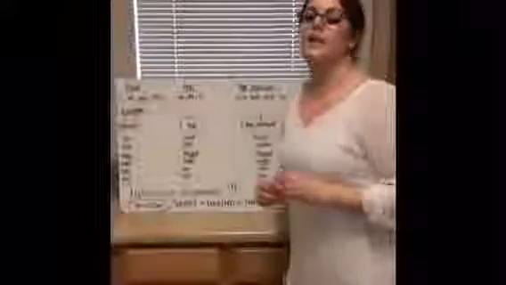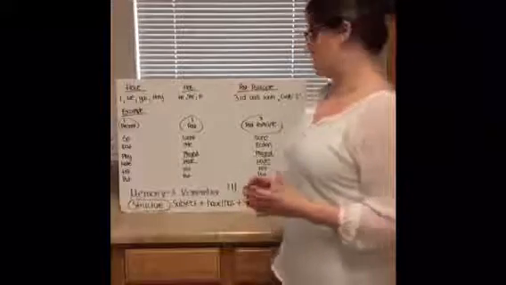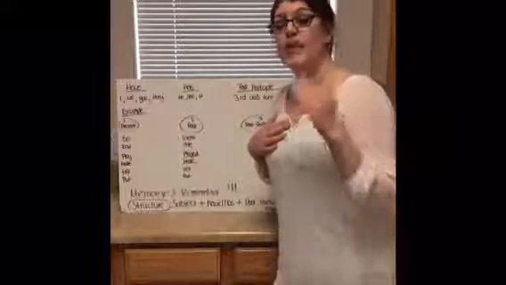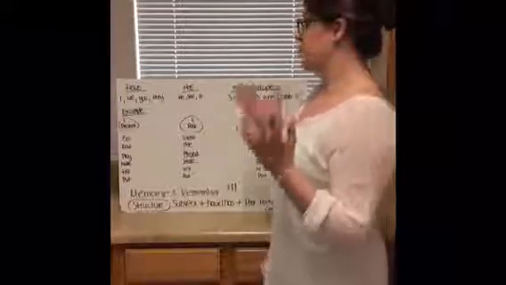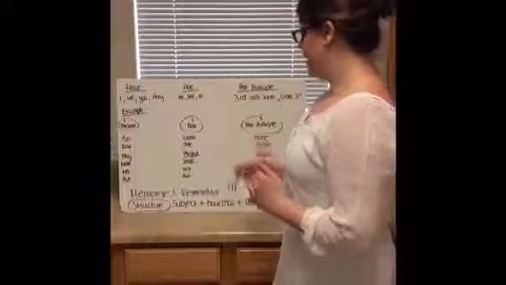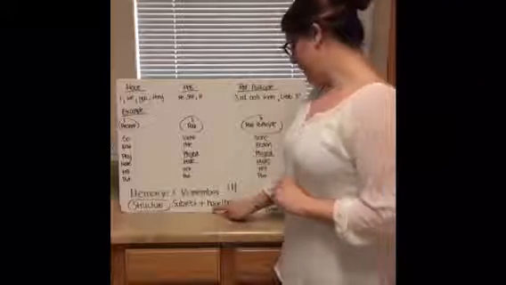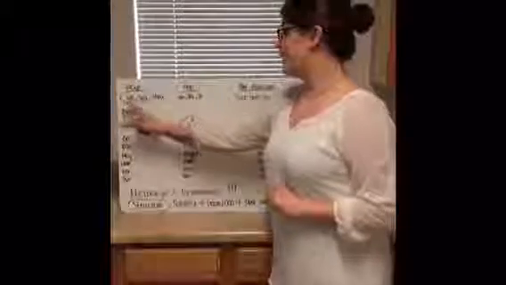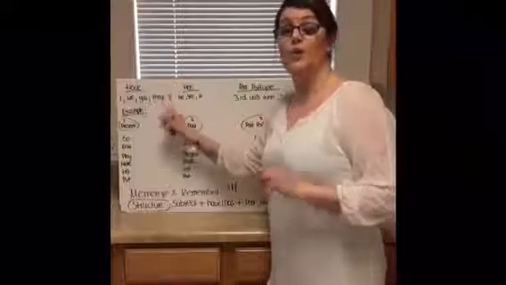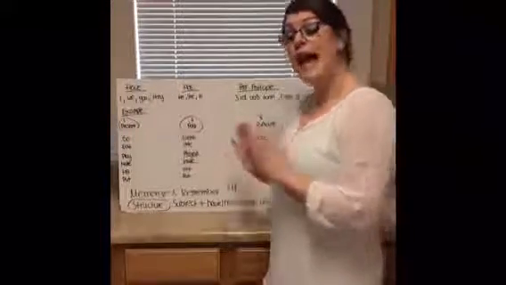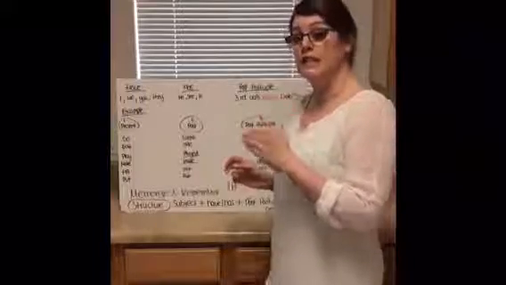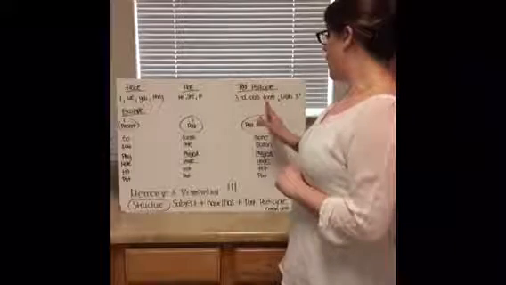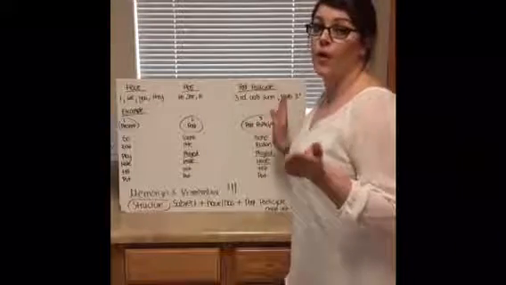Okay, let me explain the structure a little bit more. So you have the subject: I, you, he, she, it, we, you, they. And then you have to figure out have. You use have when we have I, we, you, and they. And then you use has with he, she, it. The past participle, the third form, is also known as verb 3.